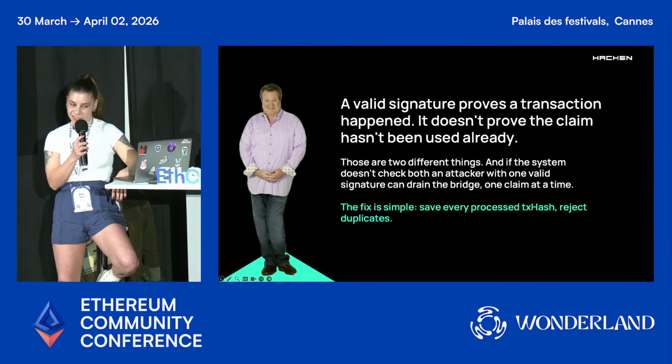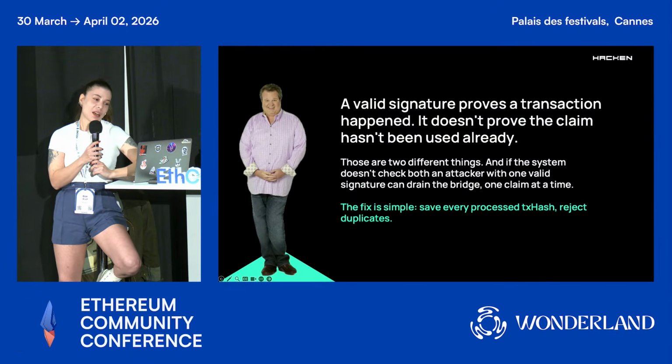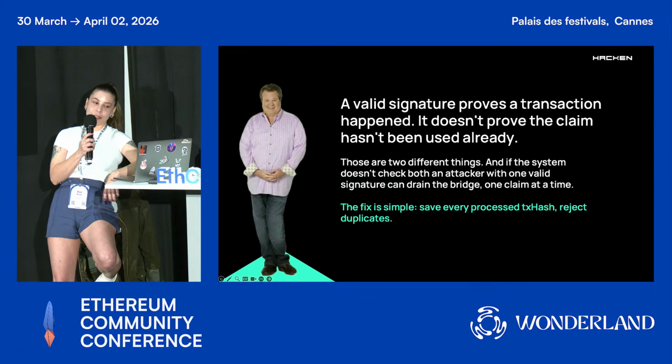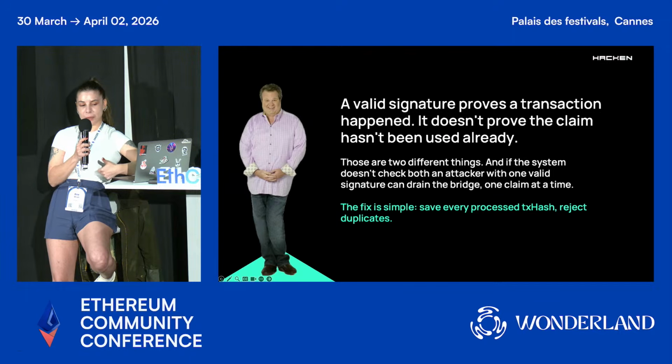The fix is actually really simple. Every claim should be tied to a unique identifier, like the nonce, like the TX hash, like the registry or the message ID. So in short, replay protection must be enforced at the bridge logic level.